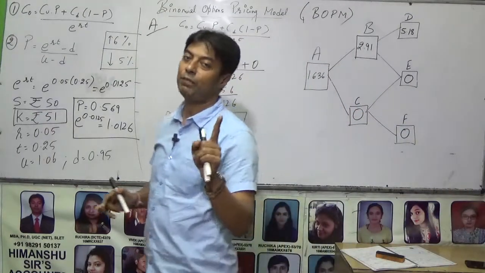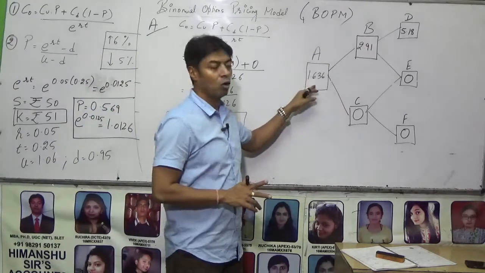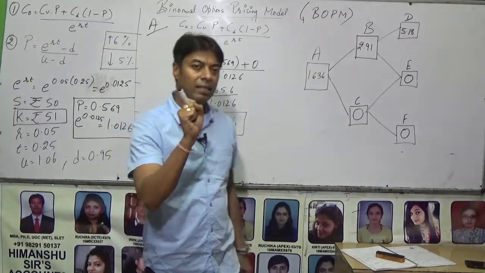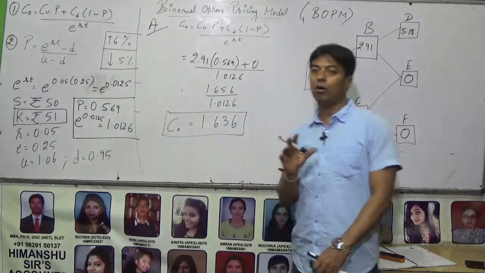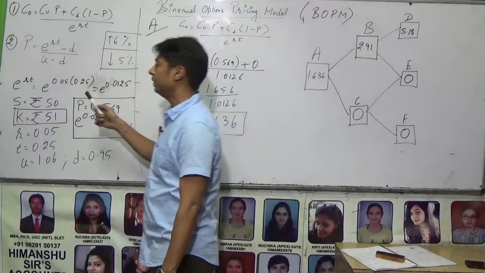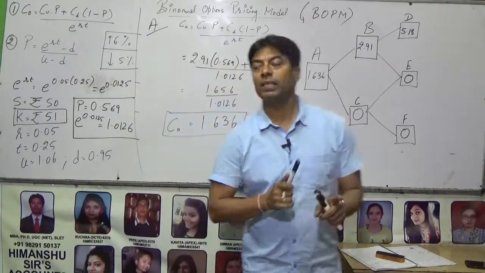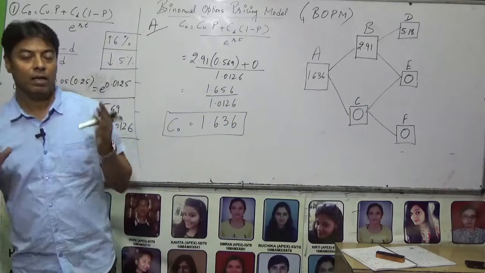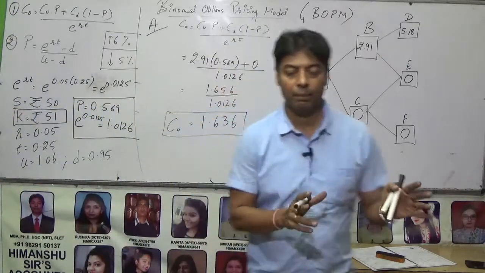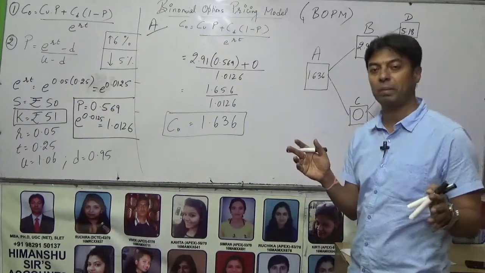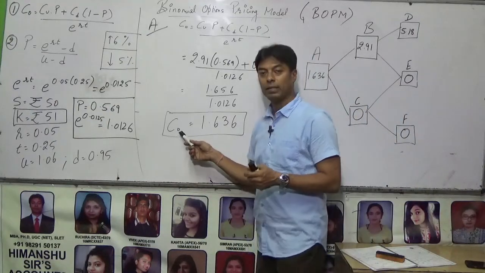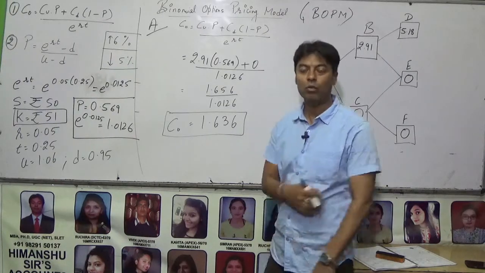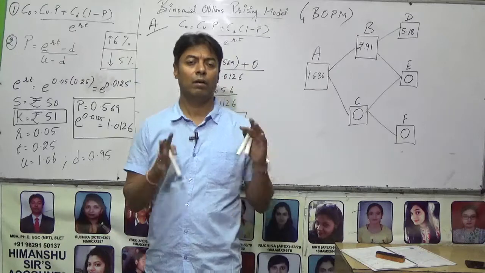And remember, this is the final answer of this problem, that the call option value of this particular stock is 1.636. So the premium that you need to pay to purchase this call option, whose spot price is 50, has to be 1.636, right? So if it's more than that, it's not worth it. You have calculated the whole premium of the call option using binomial option pricing model, and it is being estimated here at 1.636.